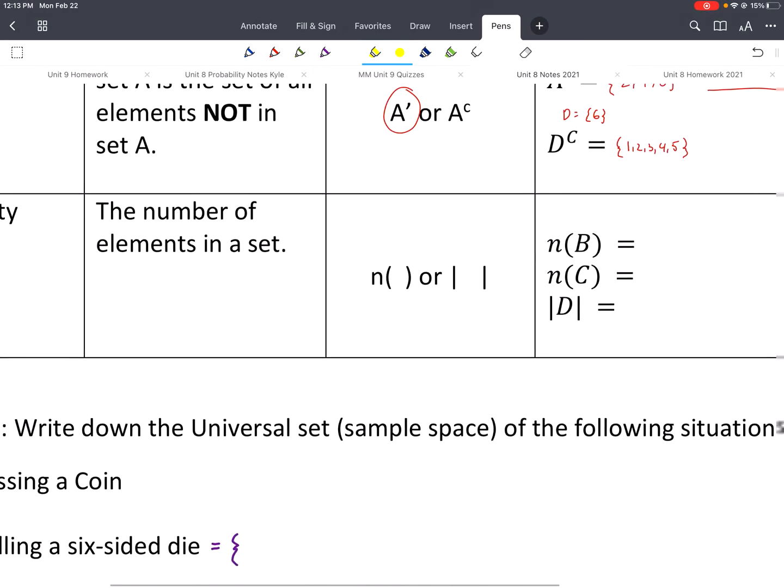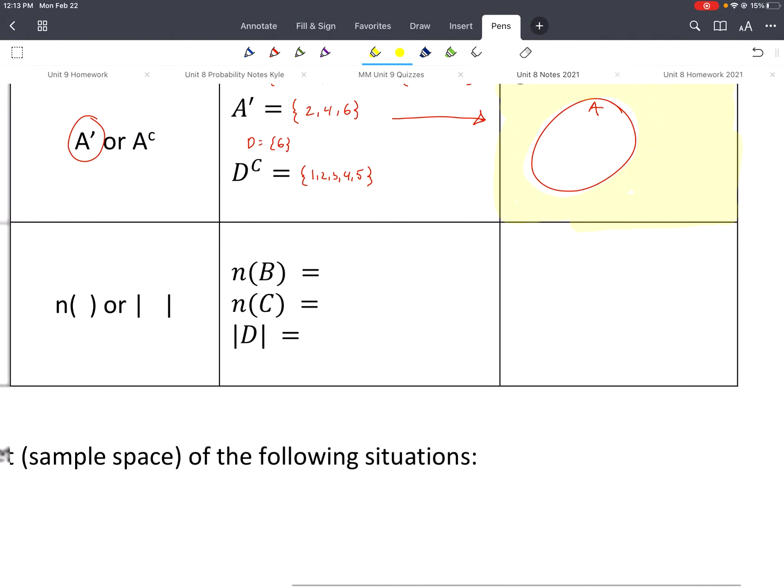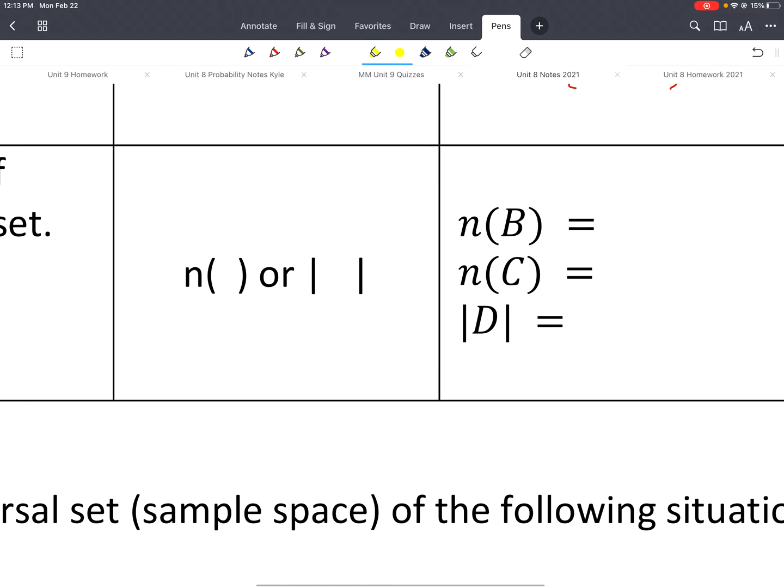Okay, and the last thing we're going to talk about is cardinality. That's a fancy word for the total number of elements in a set. These are different ways you can write it. This is how I'm going to have us do it: n in parentheses, n standing for number of elements. This absolute value notation is another example of that, but it doesn't mean absolute value, because now we're not talking about algebra, we're talking about probability.